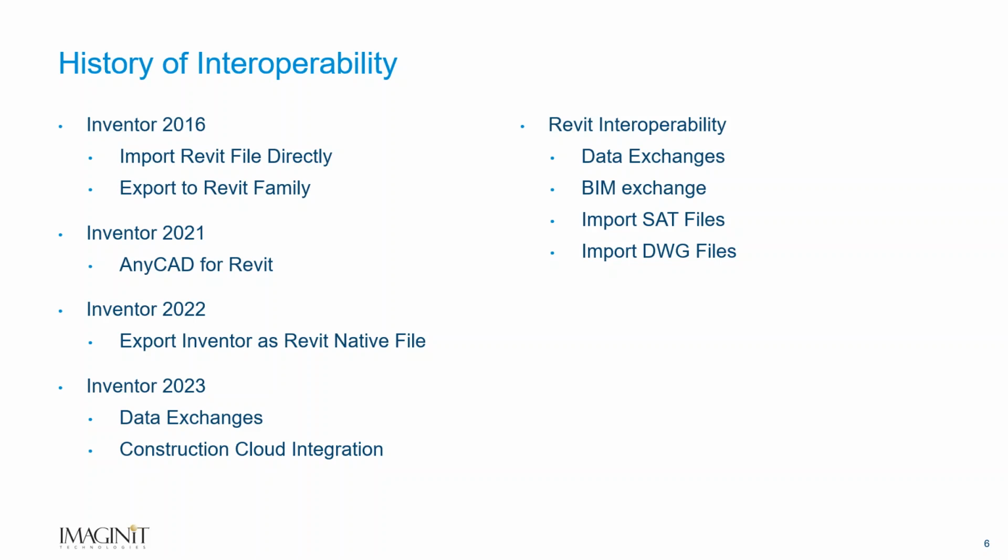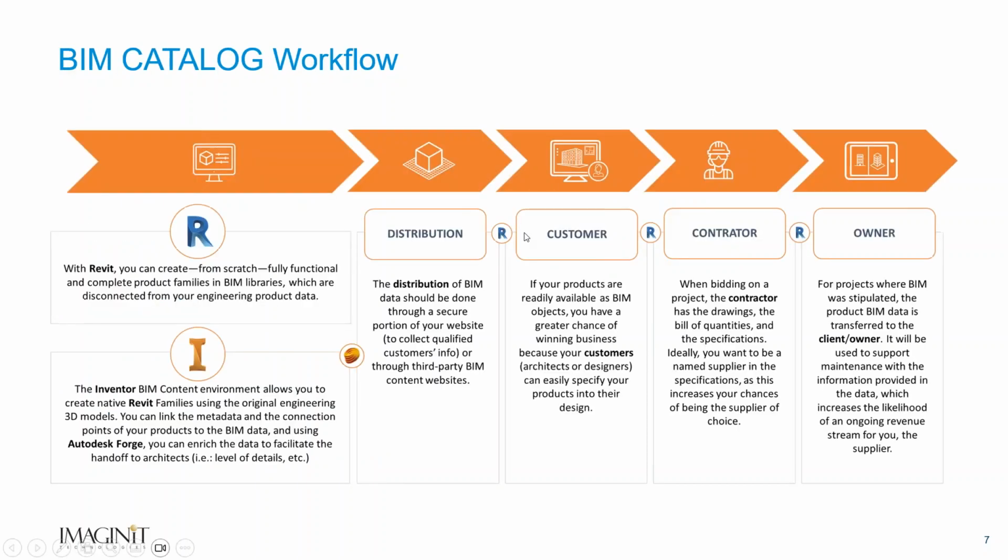So I mentioned there's a couple different things. If I'm working in Inventor, I can export to a Revit family, and I can export to a Revit native file. Part of the reason there's a difference is a couple of different workflows that we have. An example would be, I might have components, and I did one a while ago.